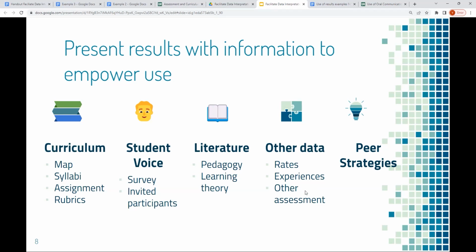Other assessment: program learning outcome assessment often happens at the end point of the learning journey, but what about the beginning of the journey? What about some assessment using specific courses? Those information can be brought in.